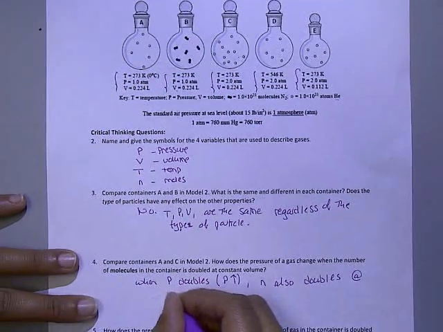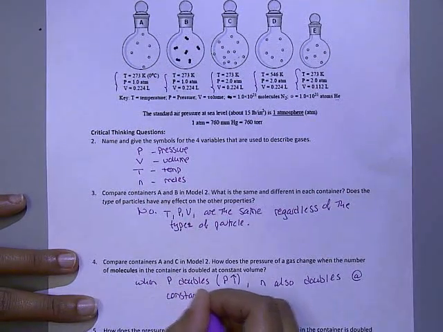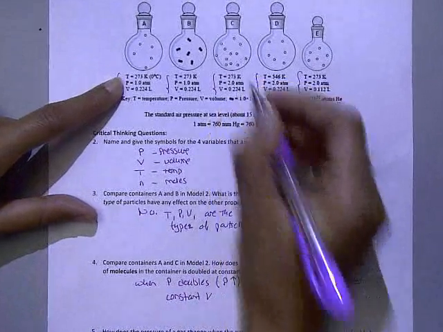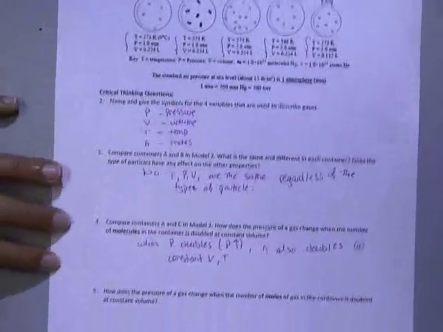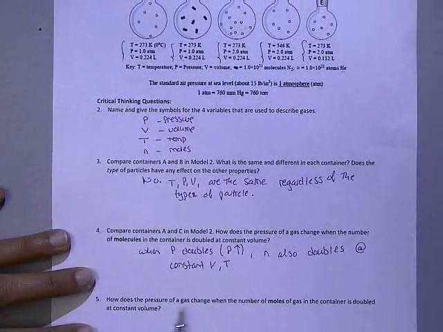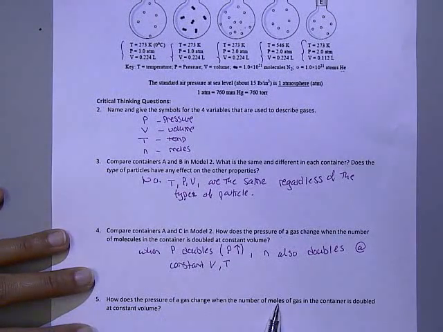And this is all happening at constant volume, and constant temperature. All right, let's go to the next. How does the pressure of a gas change when the number of moles of gas in the container is doubled at constant volume? Okay.